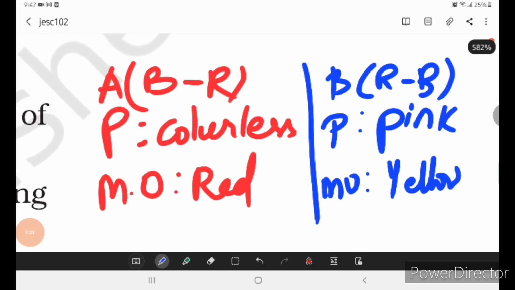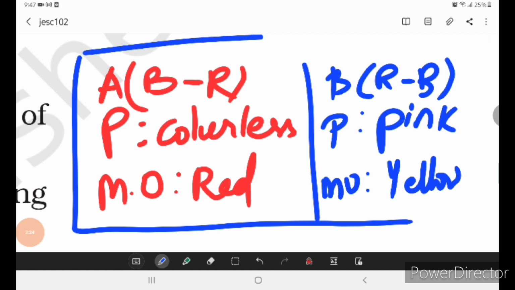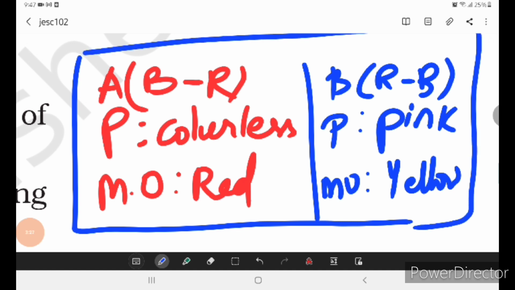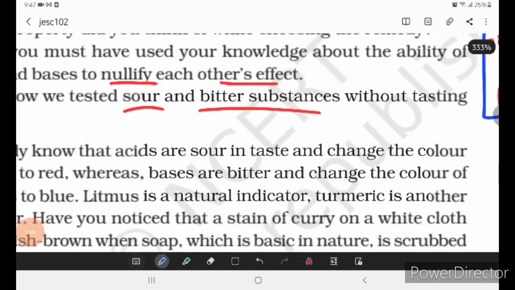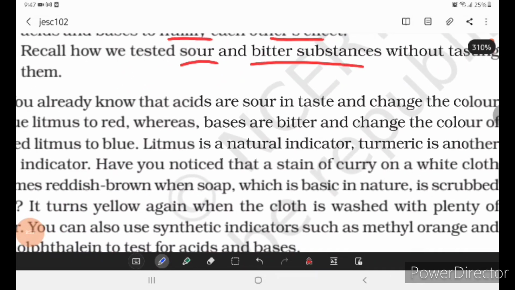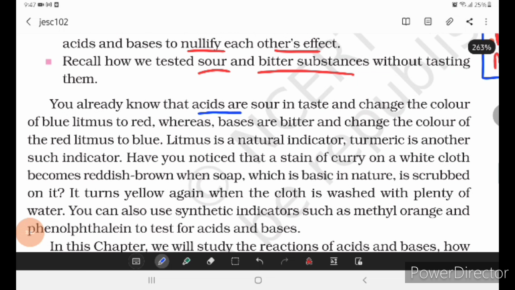This is the basic information that I wanted to share with you all, which helps us deal with the further activities mentioned in this chapter. I hope you all are clear with it. Now let's proceed. You already know that acids are sour in taste and change the color of blue litmus to red, whereas bases are bitter and change the color of red litmus to blue, right?